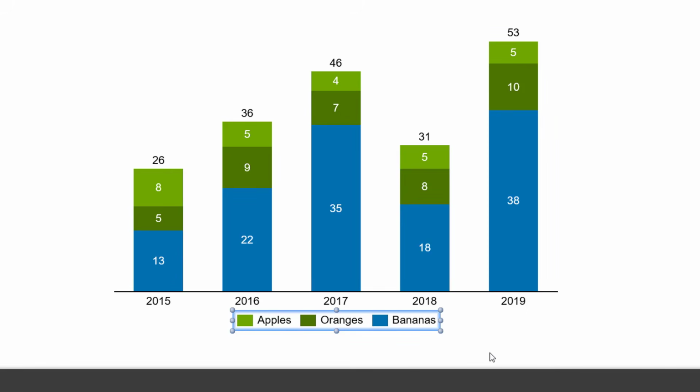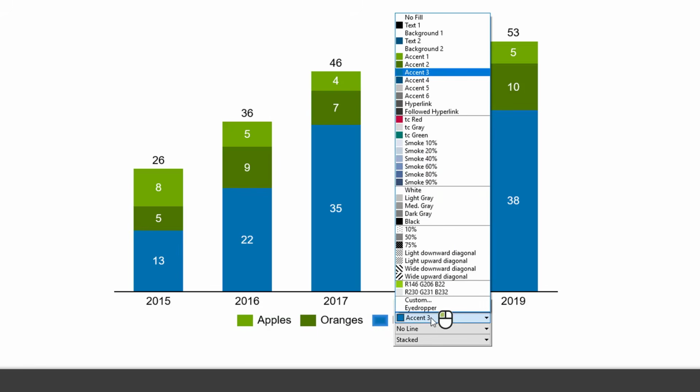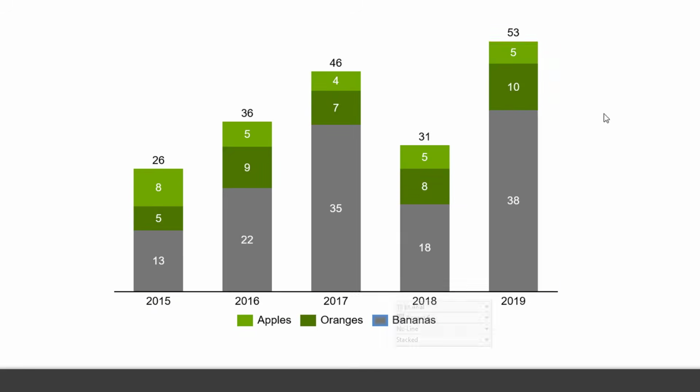Moreover, you can use the legend as a quick way to change the color of a whole series. Just left-click onto its color field in the legend and pick a color from the drop-down menu. All segments belonging to this series change color.